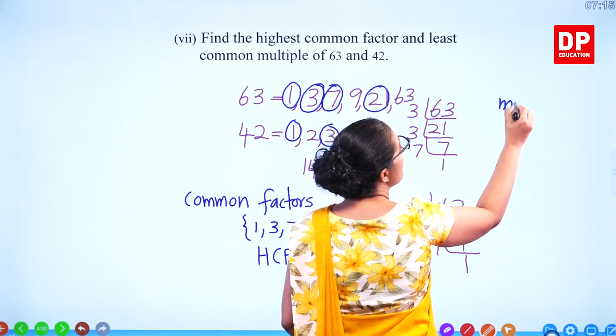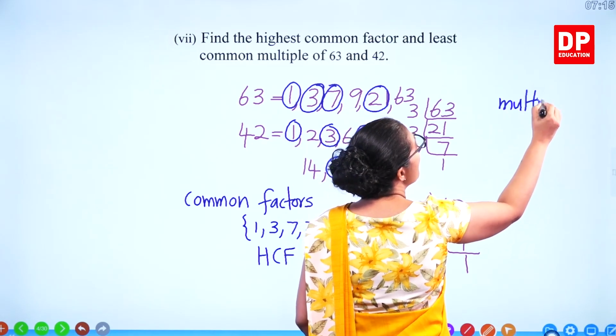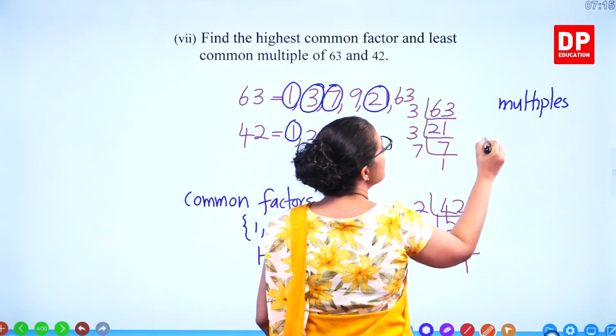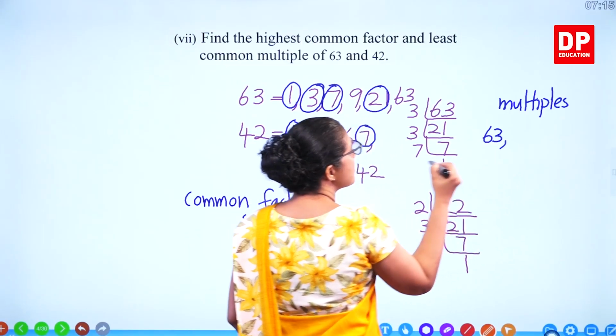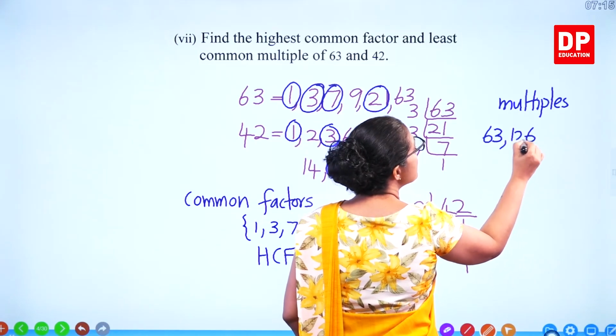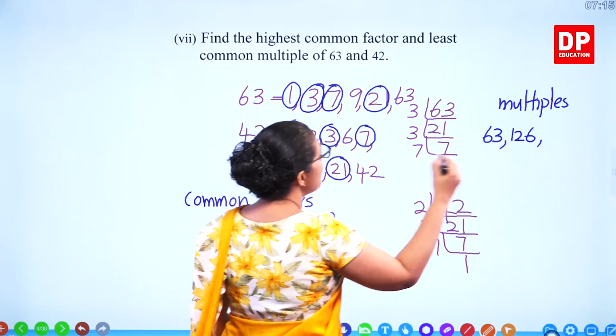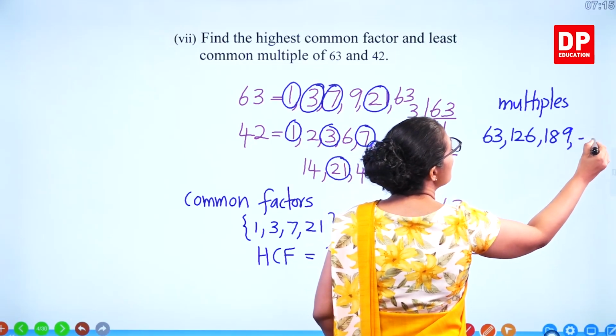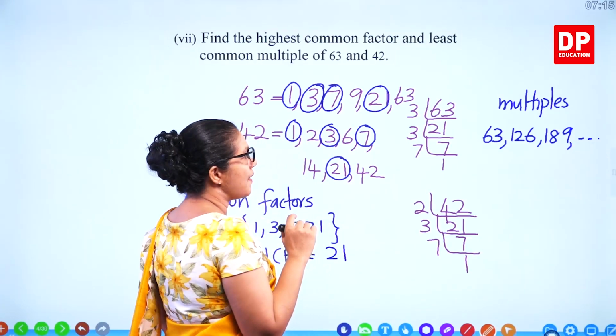So I'll write down multiples here. Multiples. If you take 63, 63 times 1, 63. 63 times 2, 126. Multiplied by 3, 189. So here you have to write down multiples like that.